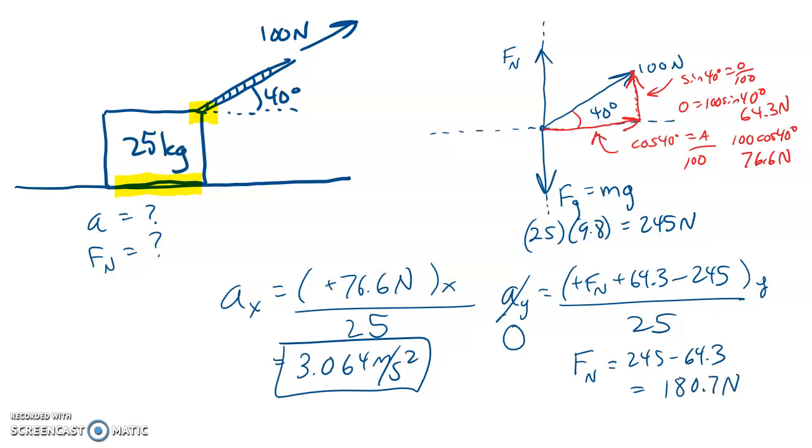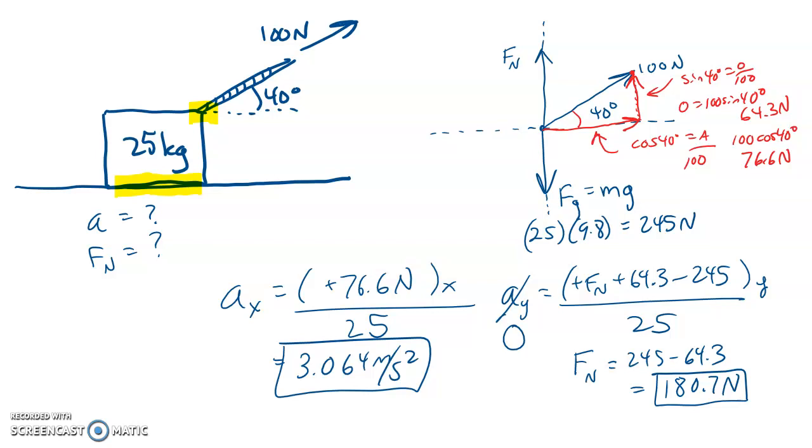180.7 newtons. And logically, it makes sense that the normal force is not equal to the weight, it's less than the weight, because the rope is actually helping to support the mass. Now, let's go back to that other question. How do we know it's not accelerating up off the ground? So let's see if we can answer that.